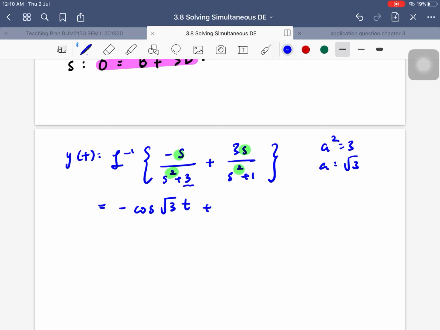And here I'm going to have plus 3. This is going to be cos of 1t. So that will be the outcome. That is going to be my y function. So it will be given by negative cos square root 3t plus 3 cos of t.